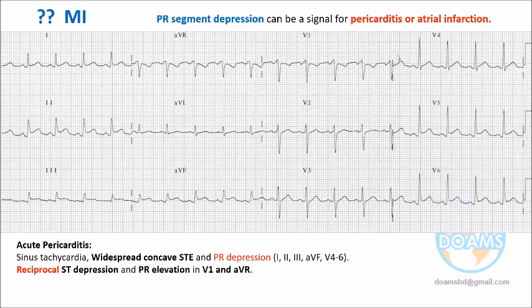So these are the findings, doctor. Please, you can make the snapshot. If you write, it will take time. Rather, make a snapshot and you can note down the findings here, where we get the PR depression, in which lead it will be visible more. It is called pericarditis.